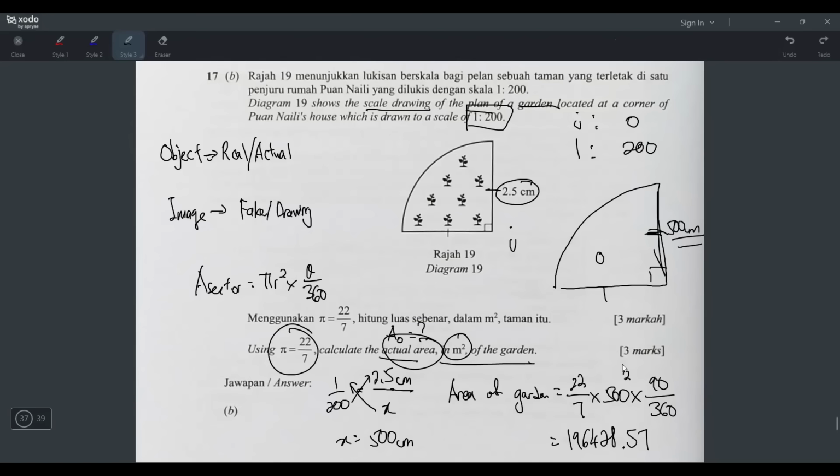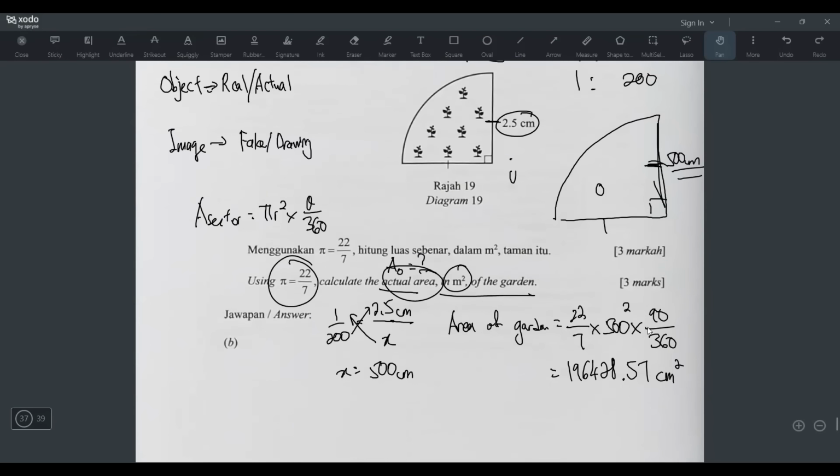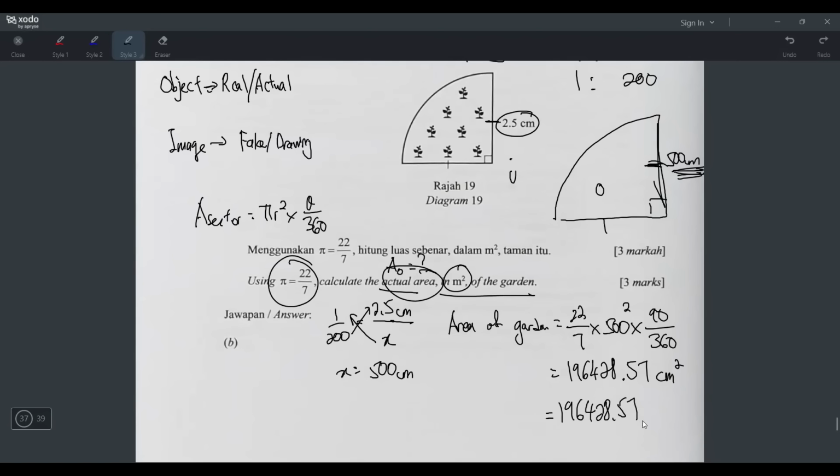Okay, what's the unit for this? cm square. But the soalan wants it in meter square, right? So we haven't finished yet. Okay, why is this in cm square? Because the 500 is in cm. Yeah, the 500 is in cm. So automatic this comes out in cm square lah. Okay, now you have to convert to meter square. Okay, 196428.57. How to convert? Have to divide with what?